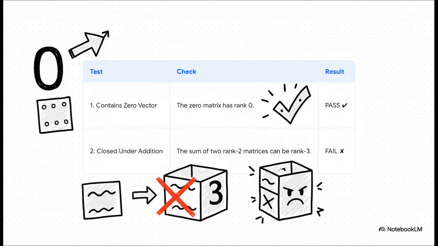Let's run the diagnostics. Does it have the zero matrix? Well, the zero matrix has a rank of 0, which is less than 2, so check. It passes the first test. But what about addition? Here's the trap. Just imagine you have two simple matrices, both with a rank of 2. But if you add them together, you can actually end up with a matrix that has 3 linearly independent rows, making its rank 3. Because the rank isn't guaranteed to stay low after you add them, the set is not closed under addition, and that means it is not a subspace.